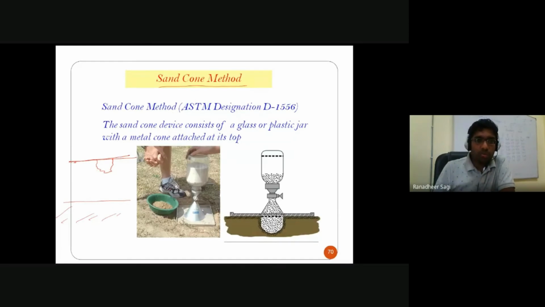So our ultimate objective is to calculate the volume of this pit which we have excavated in the ground. I just want to know the volume of this pit. Now, how do I know it? Because if I want to determine the field density of the soil, field density is nothing but the weight of the soil divided by the volume of the soil.